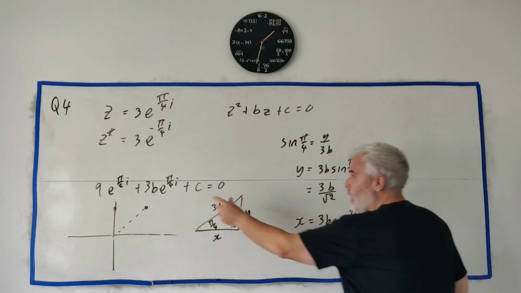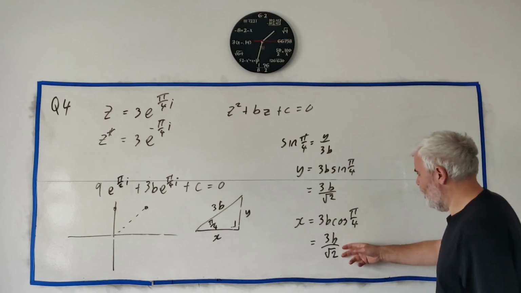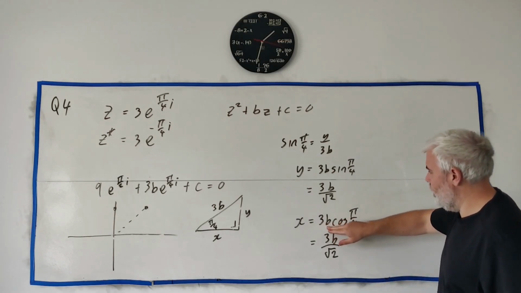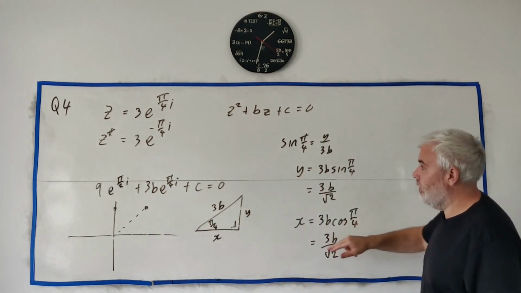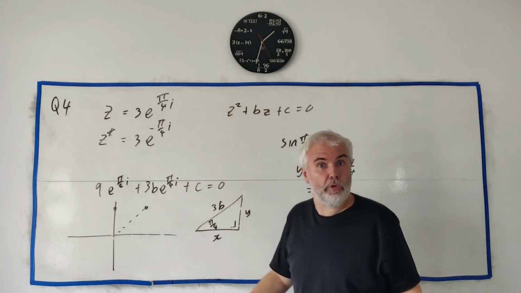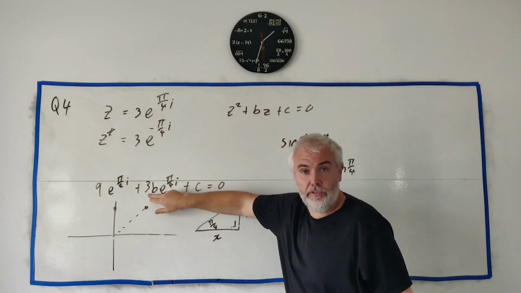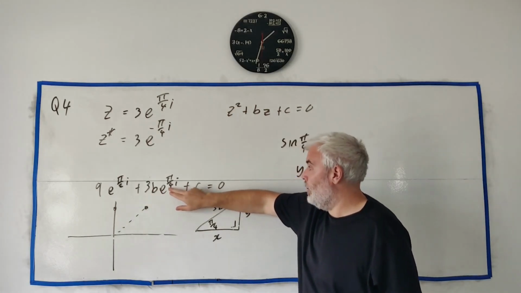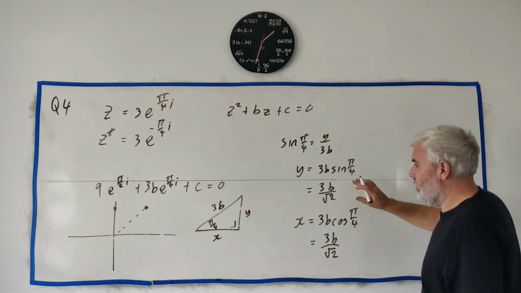If we ever want to break this up into a real and imaginary part, here's the real part. The real part is just 3b, that's the number out front, multiplied by cosine of this angle. 3b cosine that angle, you've got your real part. The imaginary part is just the bit out front, 3b, multiplied by sine of the angle, and then just add an i onto it. So the imaginary part has an i.